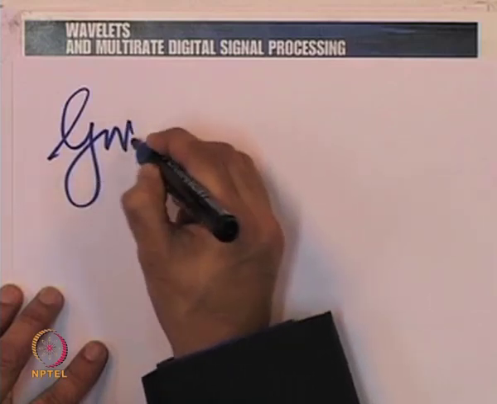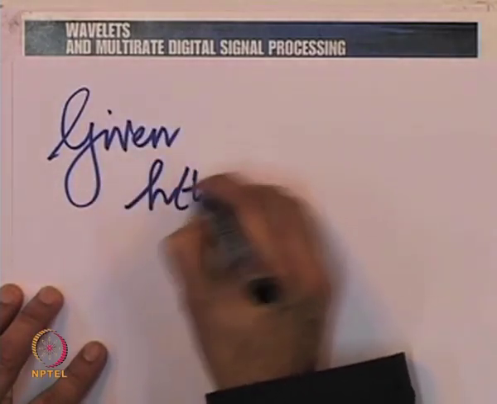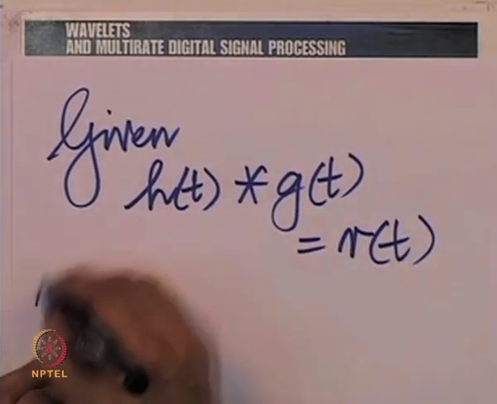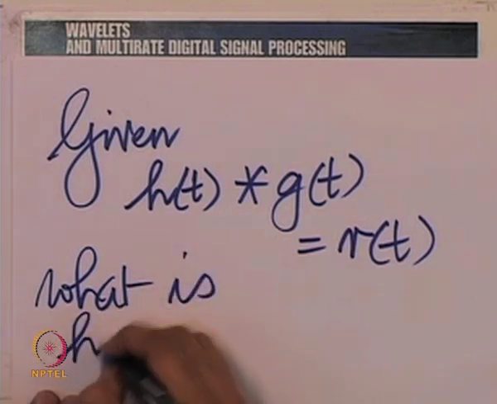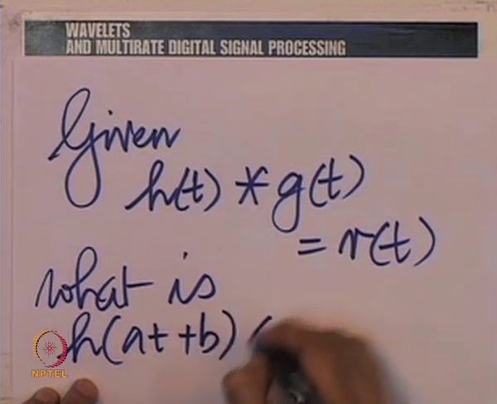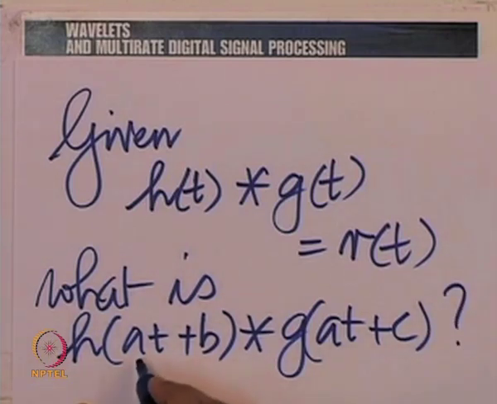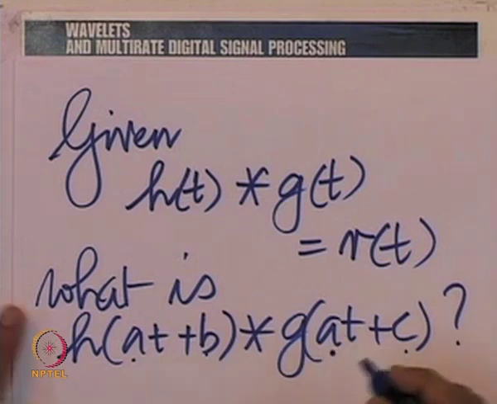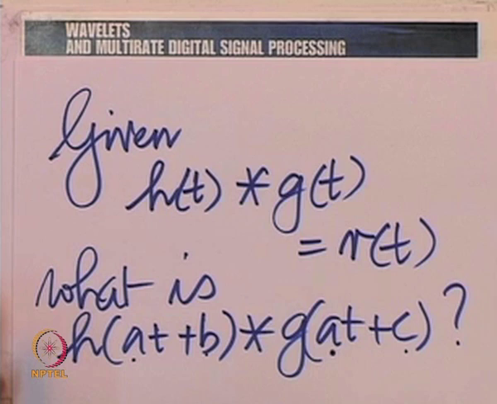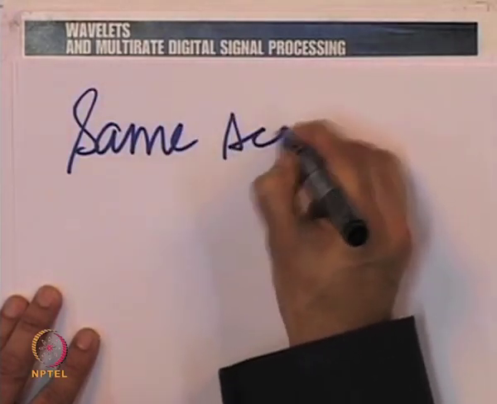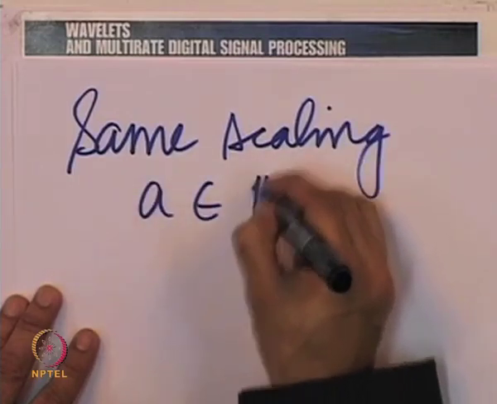Given h t convolved with g t to be r t, what is h a t plus b convolved with g a t plus c? Please note the same a is used here; b and c can be different, but the same scaling factor is used. A of course belongs to the set of real numbers. Same scaling, that should be emphasized. And a is real.